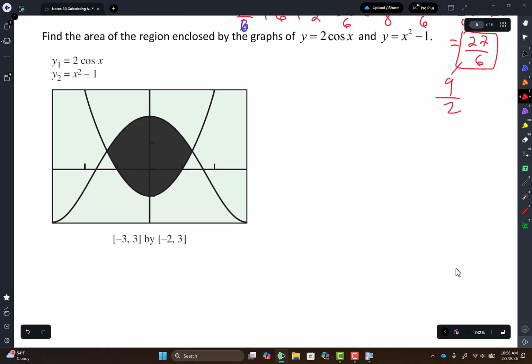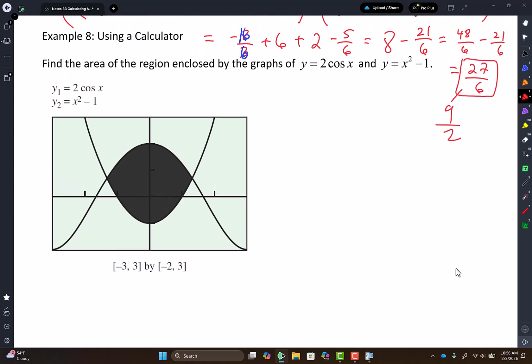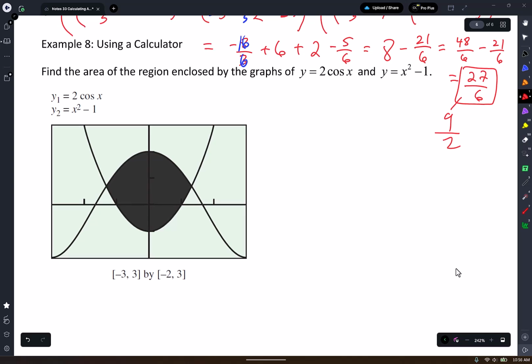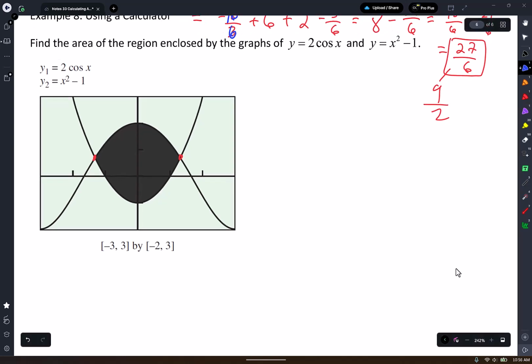All right, last one, guys, and then we'll call it a day. On this one, let me see. So breathe. All right, let's see if this one is a pretty number or not. Well, let's see. 2 cosine x equals x squared minus 1. Oh, yeah, it's not going to be a pretty number. You got to use the calculator.